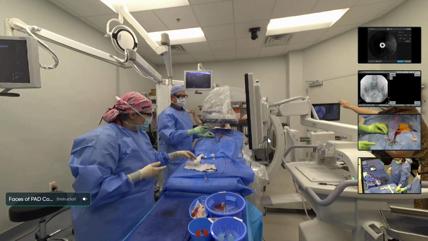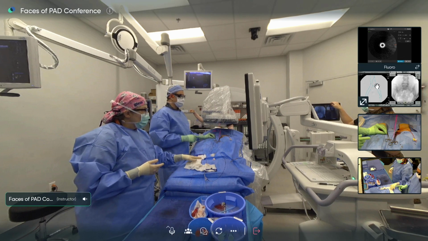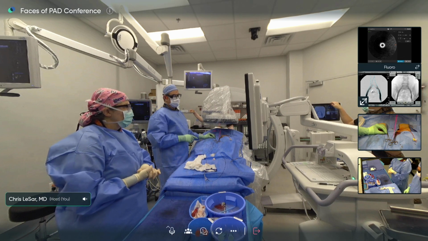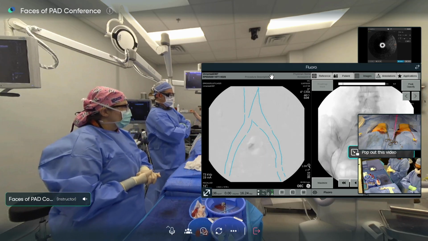Can you see our X-ray or our fluoro? So we're going to blow it up for everybody to see. Yep. Tell me when you're ready.